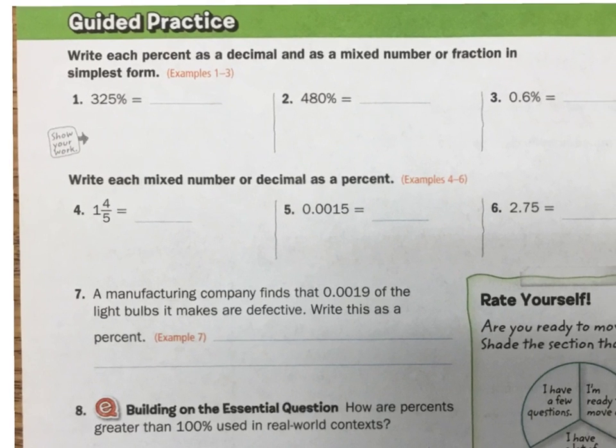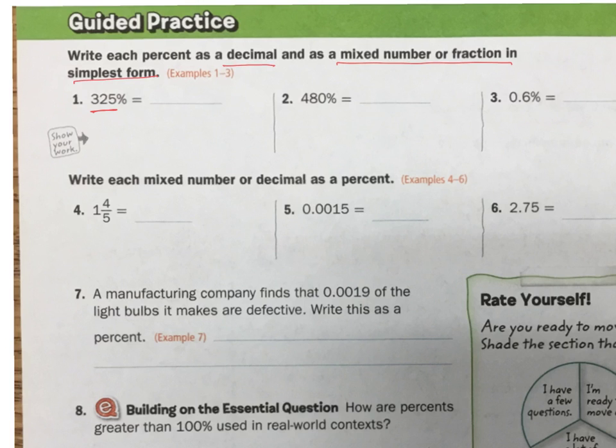We have 325%, okay, so that's more than 100%. That's a lot more. So there's going to be some whole numbers there because it's more than 100%. Write each percent as a decimal and as a mixed number or fraction in simplest form. Okay? So here's where we're going from a percent to a decimal to a fraction.